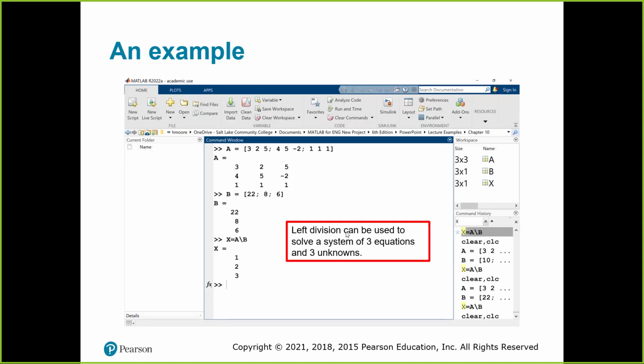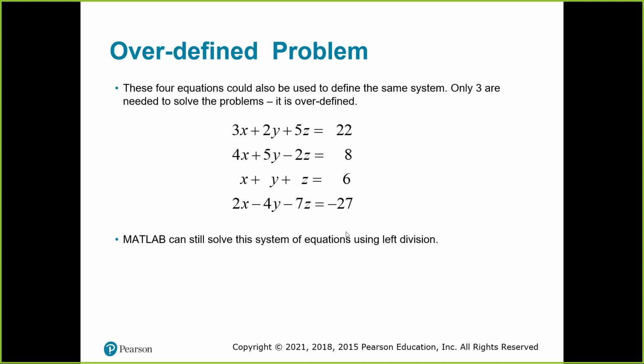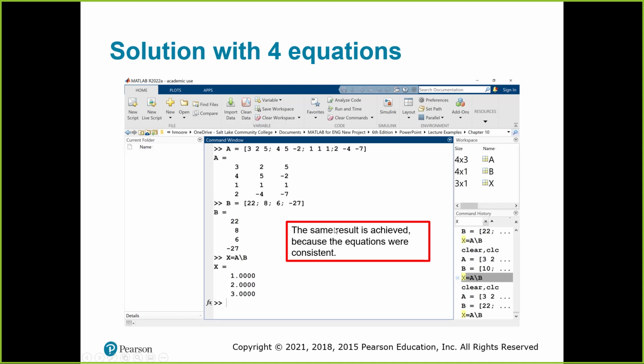So here's an example. Left division can be done with this one, which has 3 unknowns and 3 equations. But here we introduce another equation, 2x minus 4y minus 7z is equal to minus 27. And it can still solve that and obtain the same results. That's because the equations are consistent.